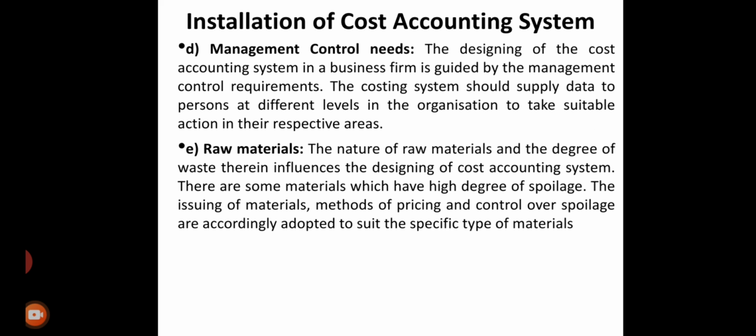Raw materials. The nature of raw materials and the degree of waste therein influence the designing of the cost accounting system. There are some materials which have a high degree of spoilage. The issuing of materials, methods of pricing, and control over spoilage are accordingly adopted to suit the specific type of materials. When you adopt the costing system, we should know the nature of materials that we use. If the material is of high spoilage in nature, then the method of issue of materials to the production department has to be well planned. All these factors will influence the installation of a cost accounting system.